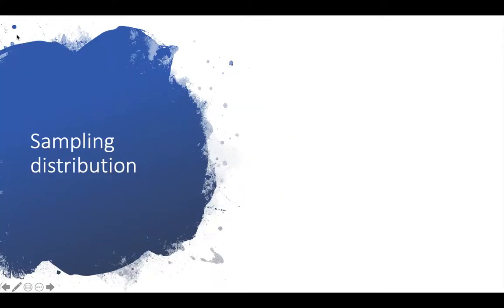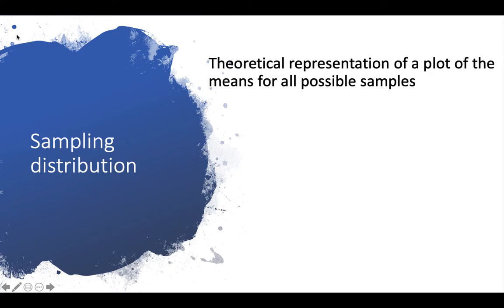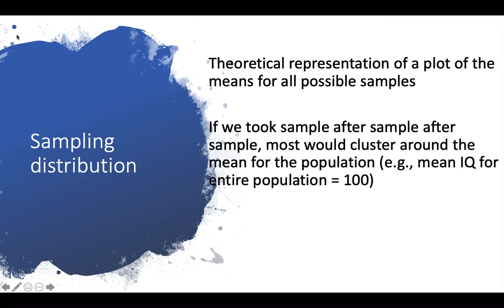Well, this is our sampling distribution. This is a theoretical representation of a plot of the means for all possible samples. If we took sample after sample, most would begin to cluster around the mean for a population. So for example, if we took sample after sample after sample of IQ scores, they would probably start to cluster around the mean of 100, which is the mean for the entire population on IQ scores.